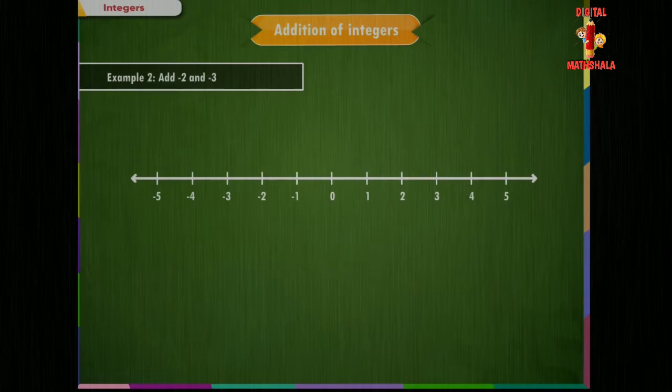Example 2. Add -2 and -3. We write this problem as -2 plus -3. Since we cannot write two signs one after the other like this, we put a bracket here. Using the number line, we first mark the first integer, that is -2. Since we are adding a negative integer, that is -3, as per our rule, we need to move 3 steps towards left. We reach at -5. Therefore, -2 plus -3 is equal to -5.